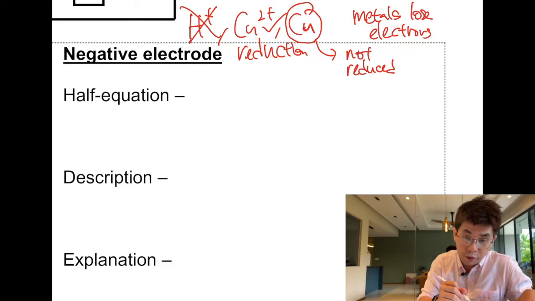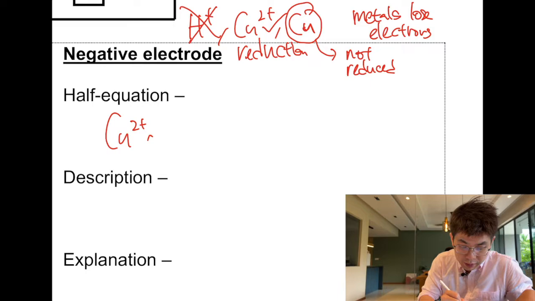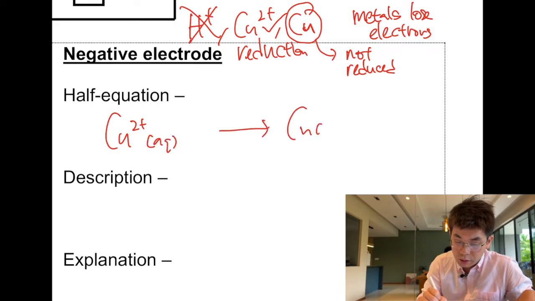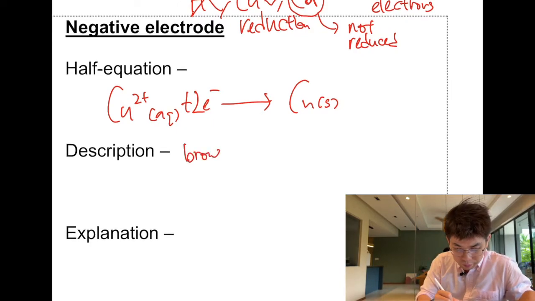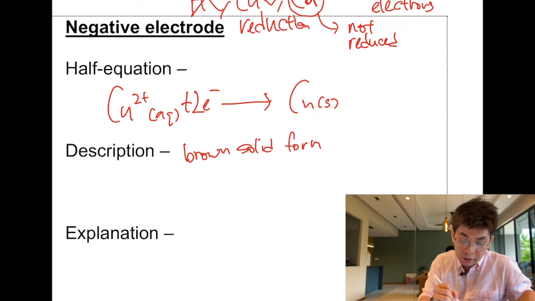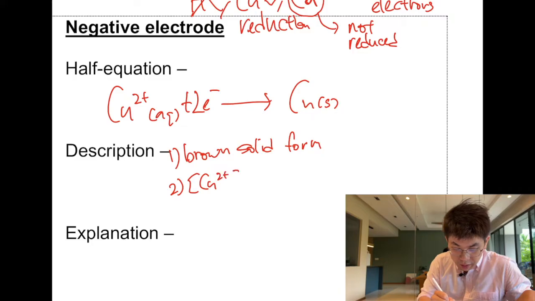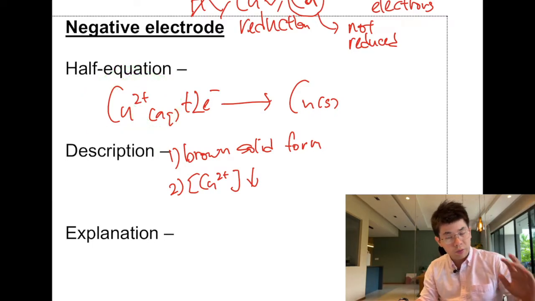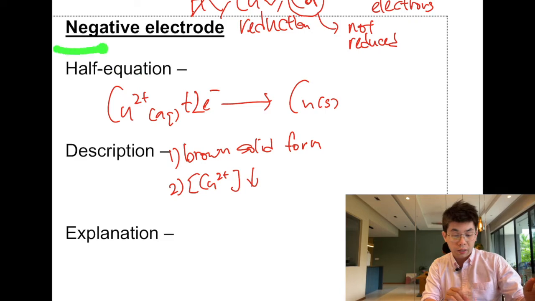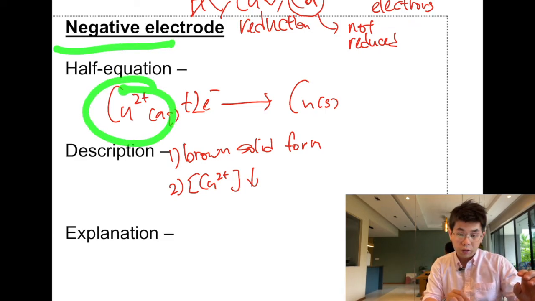And this is something that we have done before. So let's just try to revise. Cu2 plus will form copper solid. 2 plus on this side, add 2 electrons, gain electrons, reduction. Okay? So the description is that a brown solid forms. And on this side, the brown solid is the copper, right? And on this side, the concentration of Cu2 plus actually decreases. Why? Because the copper comes out. So the explanation, we did it in the previous example. At the negative electrode, Cu2 plus ions are selectively reduced to form copper metal.